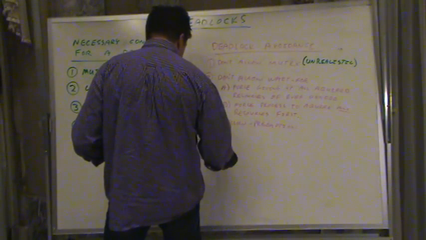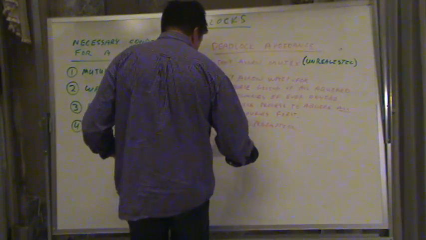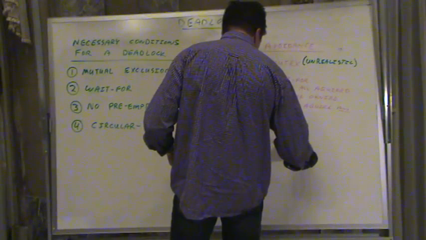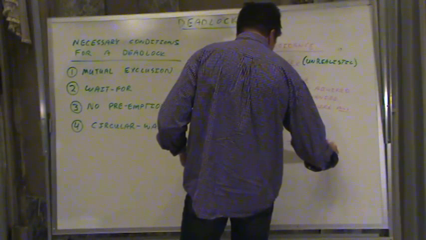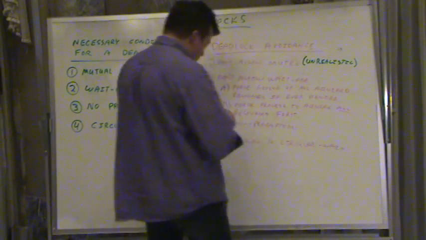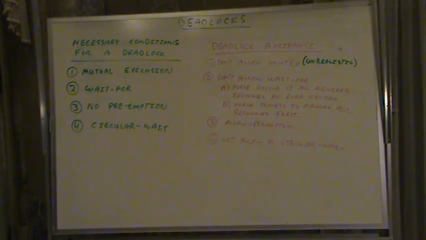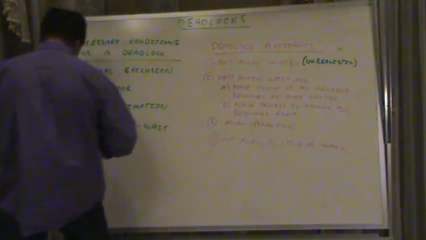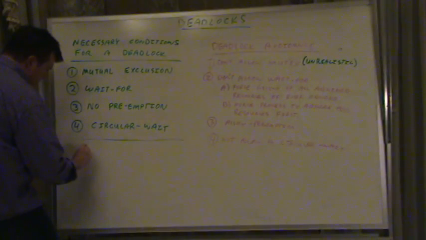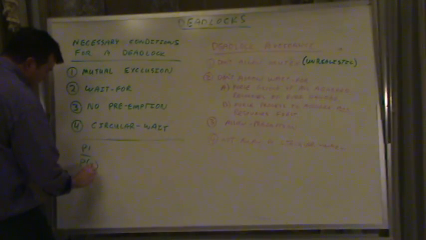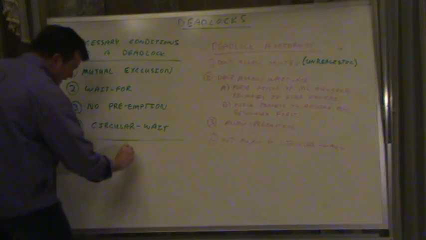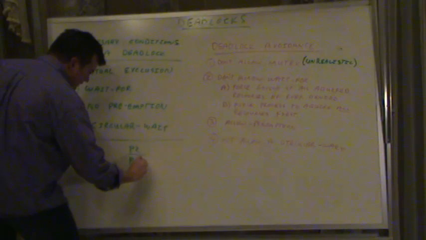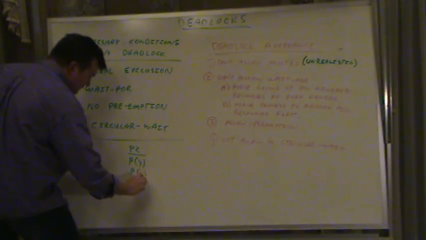The fourth way is to not allow a circular wait. How could we not allow a circular wait? Remember the example I wrote before? I said we had process 1 ask for X and then ask for Y, and process 2 ask for Y and then ask for X.